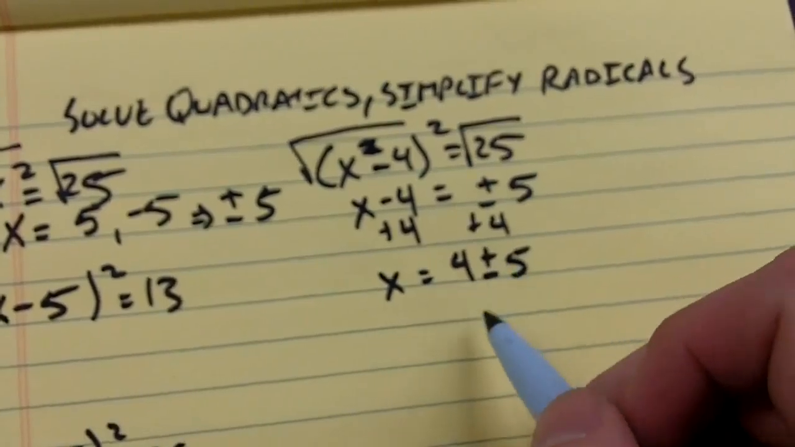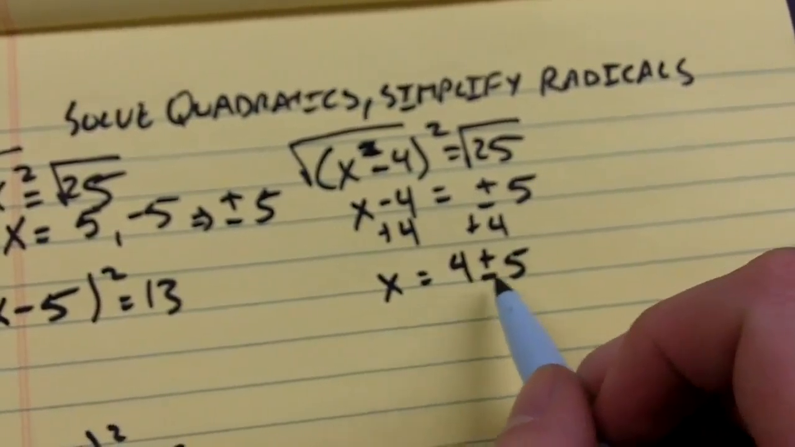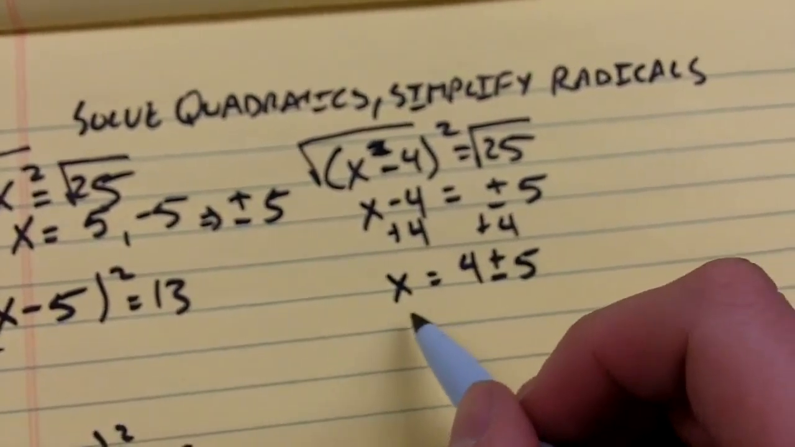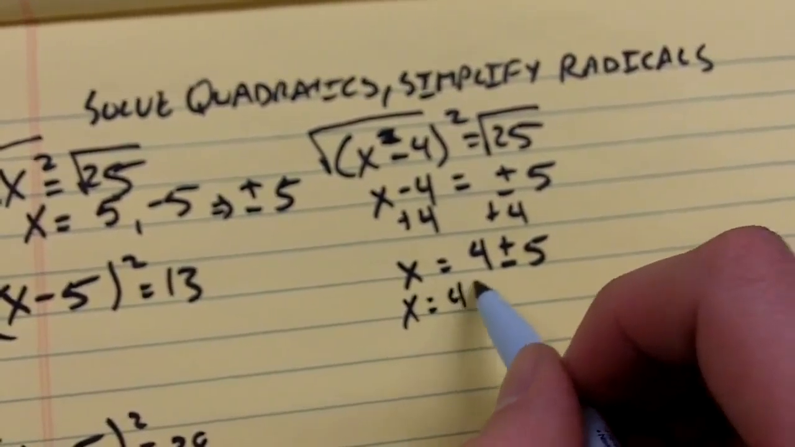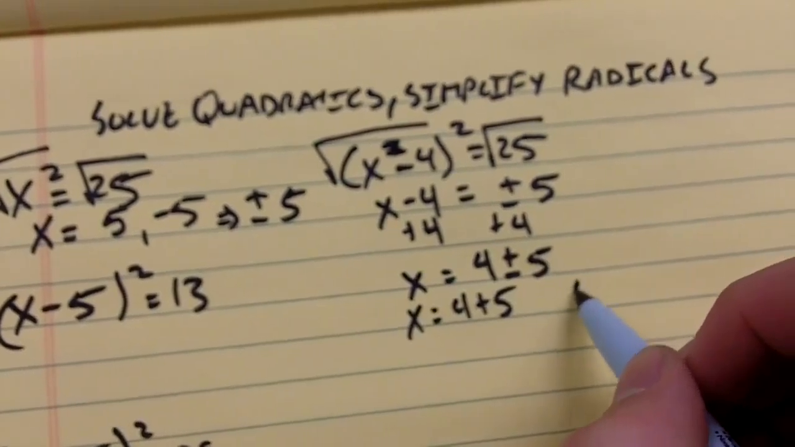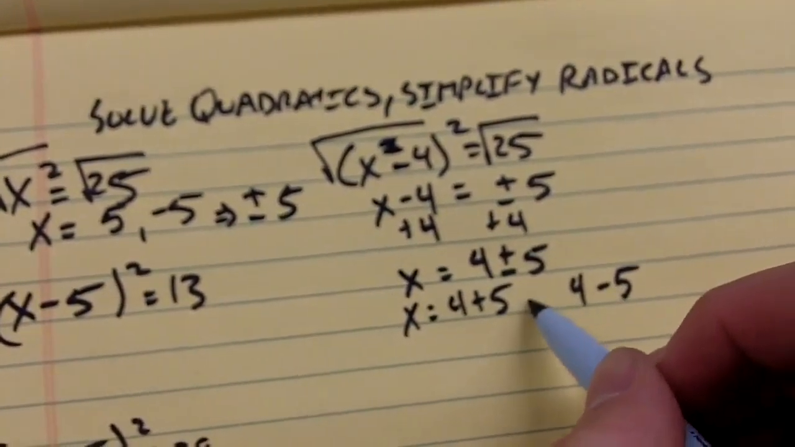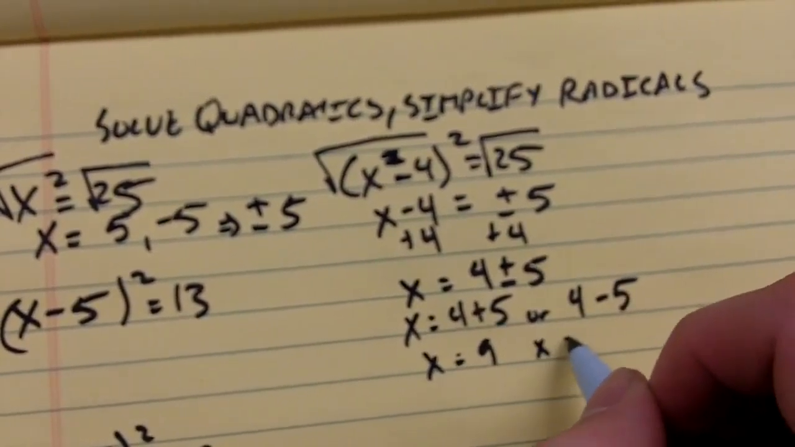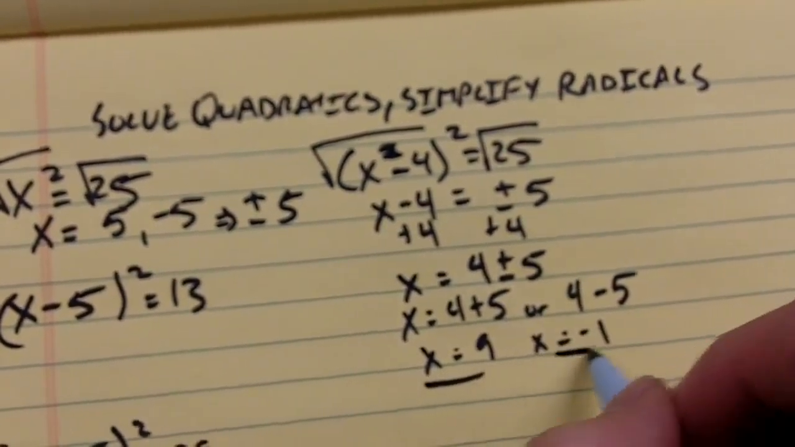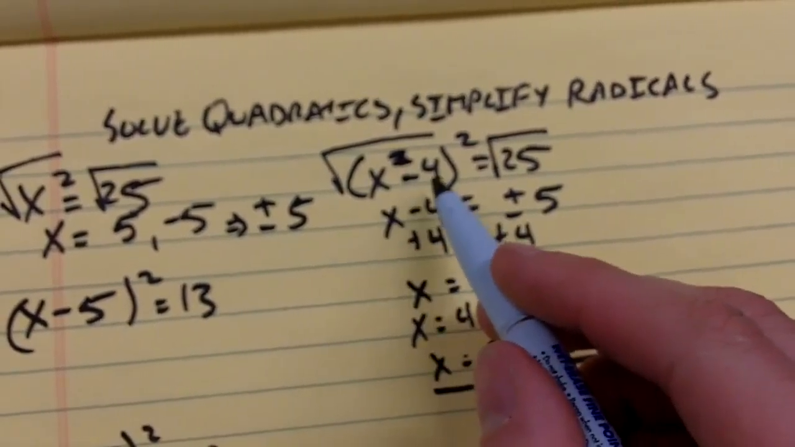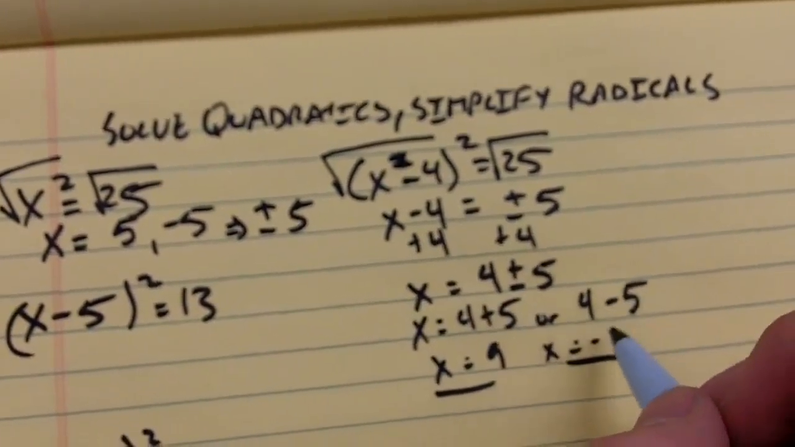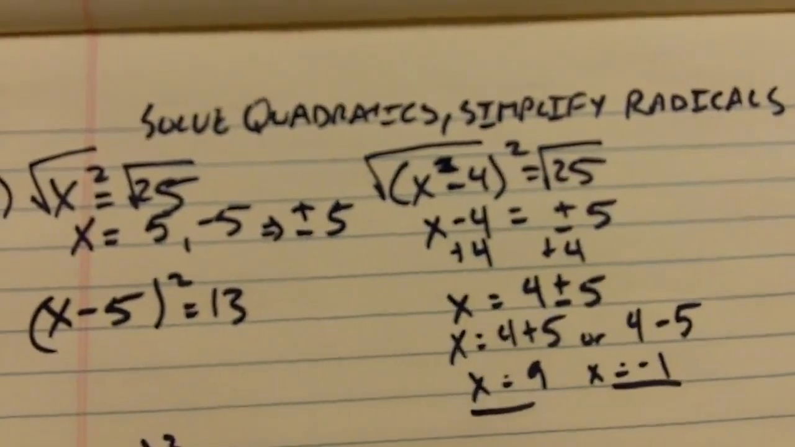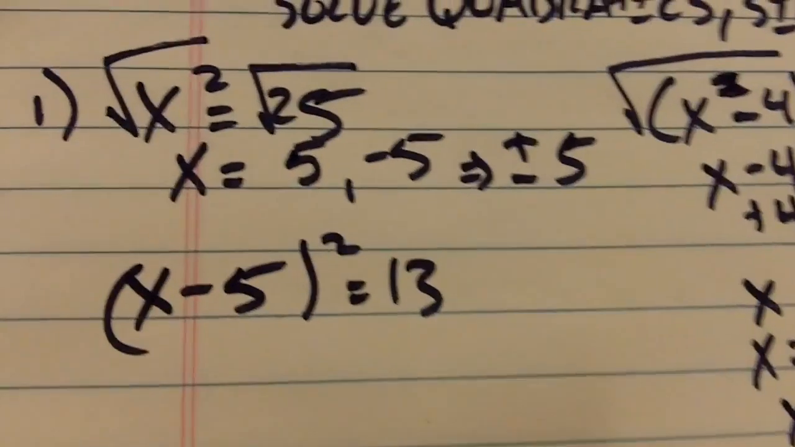And this might be the first time I've seen this plus or minus notation in an actual problem. What does this mean? It really means you have two things going on and we need to solve both of them. It really means x equals 4 plus 5 or x equals 4 minus 5. I can solve them both. X equals 9, x equals negative 1. Those are my two answers. You can go back and check and make sure they work. 9 minus 4 is 5, 5 squared is 25. Negative 1 minus 4 is negative 5, negative 5 squared is 25. Got the answer. Let's go do something a little bit trickier.